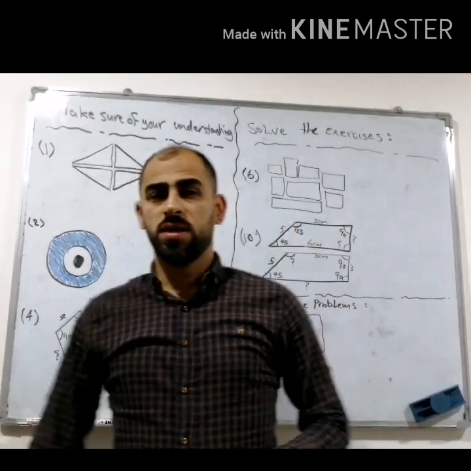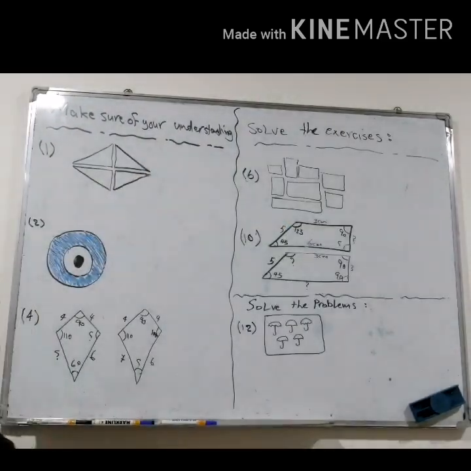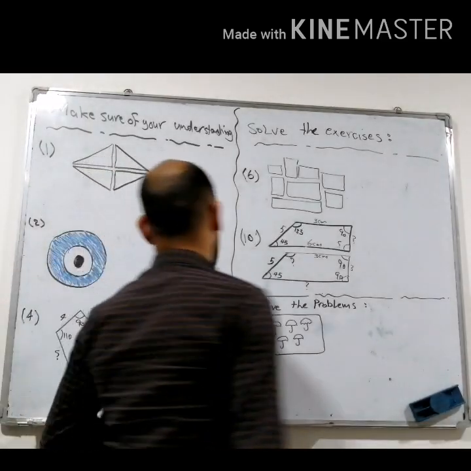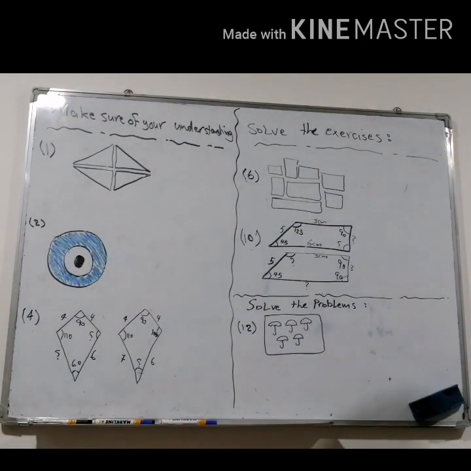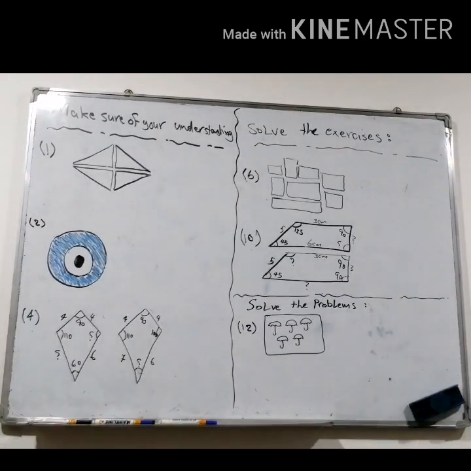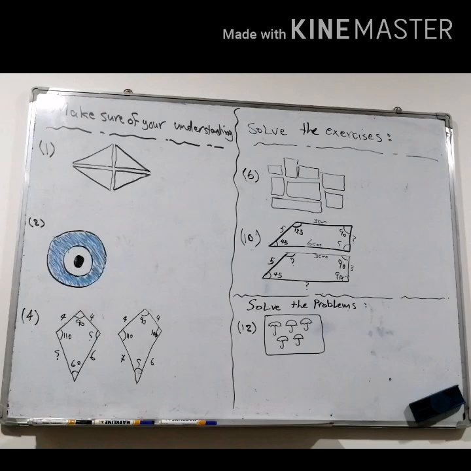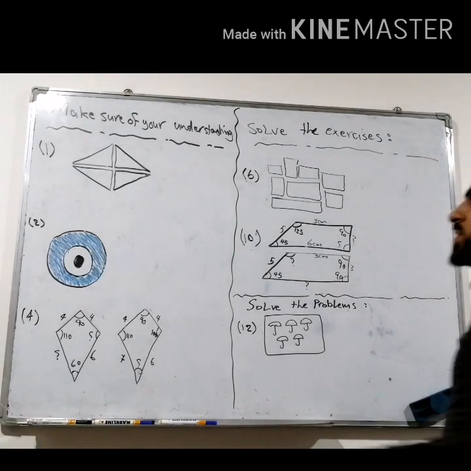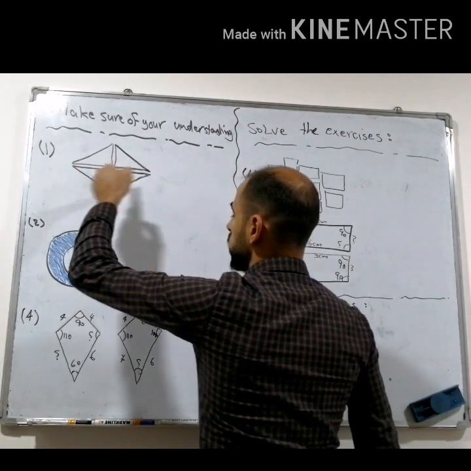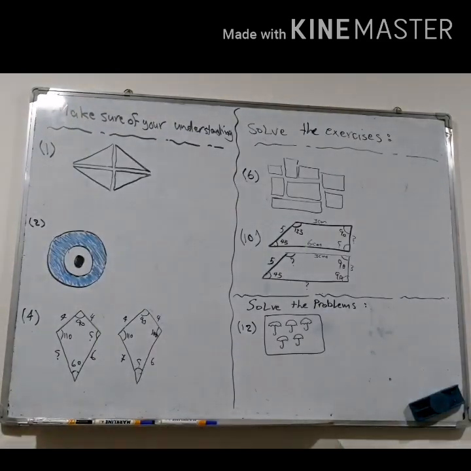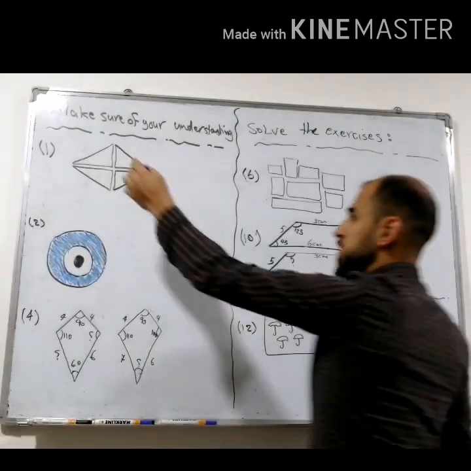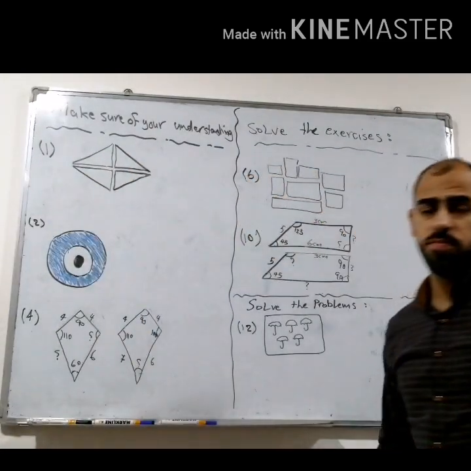Solve the question and the exercise of congruence and similarity. In question number 1, he said to distinguish the congruent shapes. As we see in this shape, which looks like a rhombus, are these shapes congruent or not?